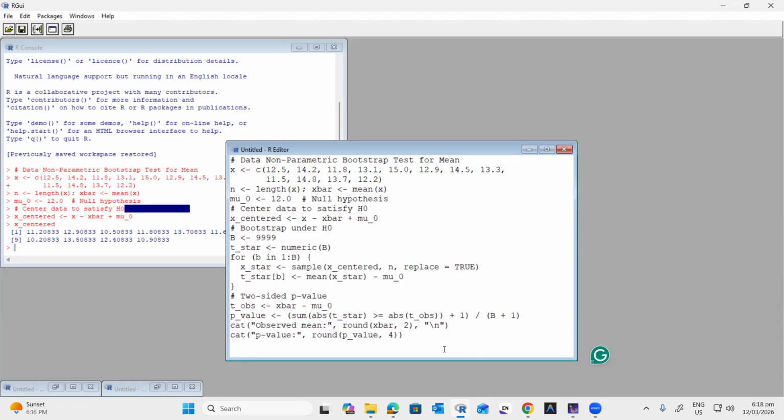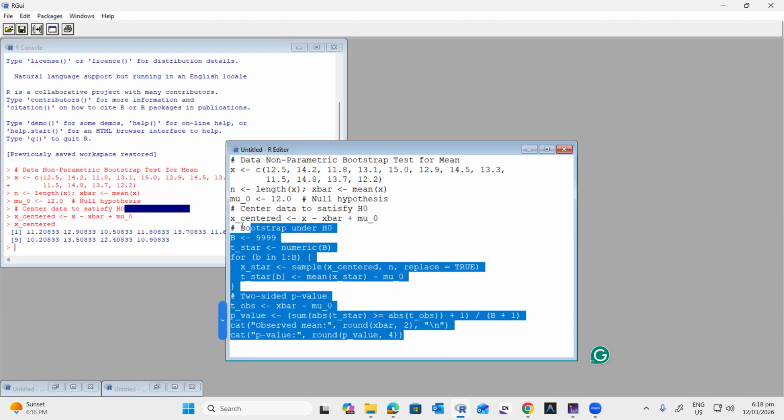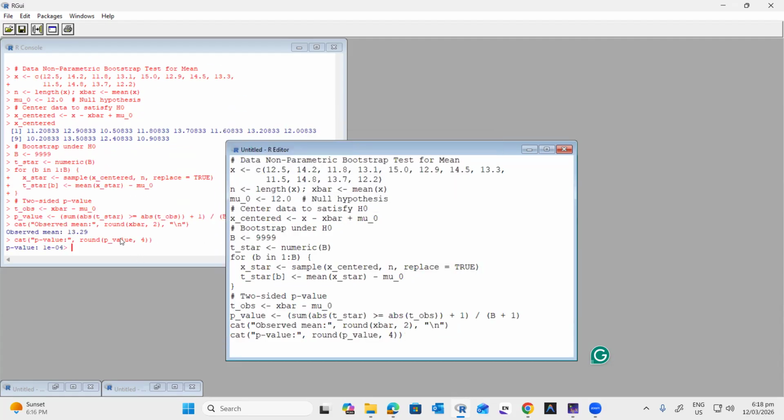All right. So now we just run the remaining part of this code. All right. So the p-value is almost 0, that is 1e raised to the power minus 04. So that is less than 0.05. So we are going to reject the null hypothesis because the observed mean is 13.29.